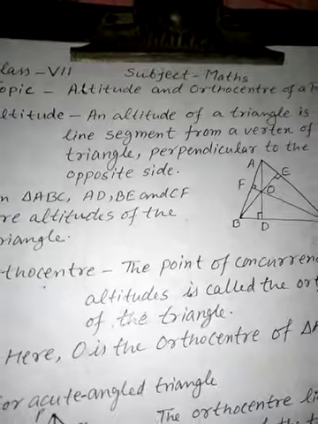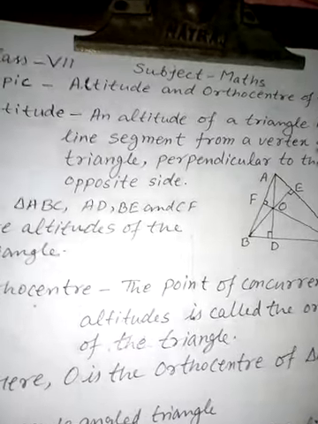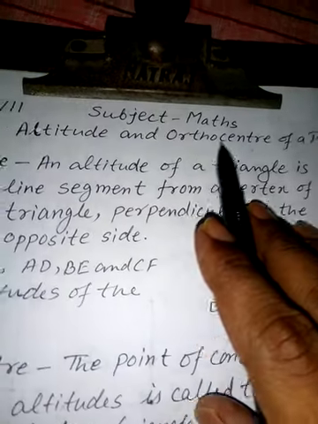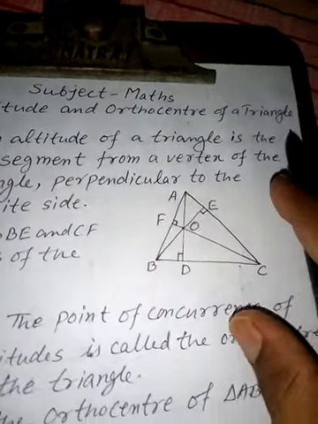Hello class 7. In the previous class you have read about the medians and the centroid of a triangle, and today you are going to understand the new thing, that is altitudes and the orthocenter of a triangle. So take a look at this. Students, our topic is altitude and orthocenter of a triangle.